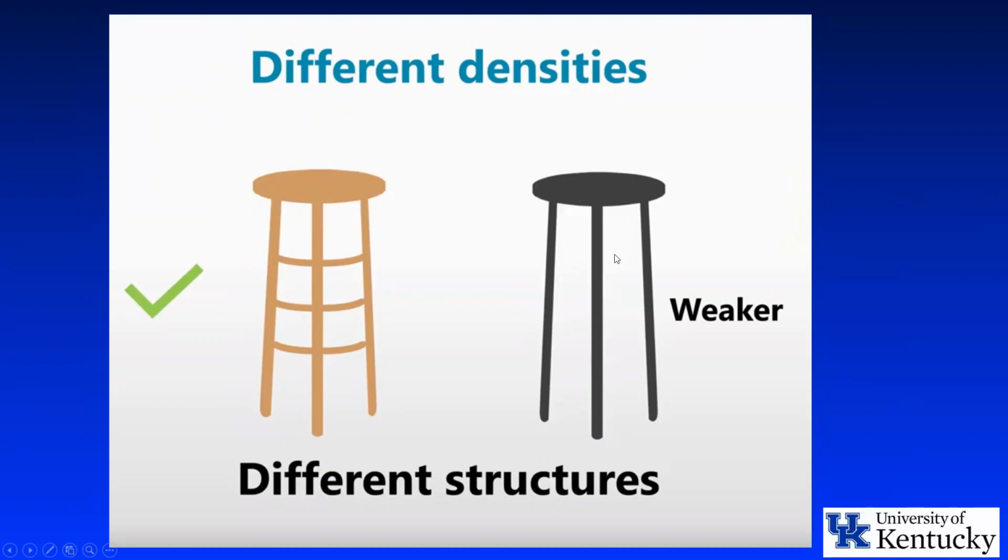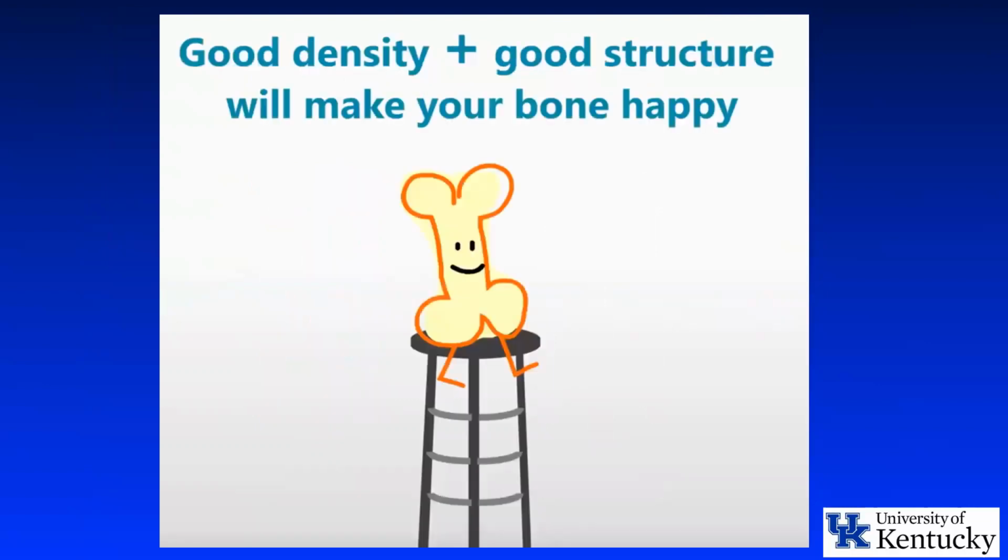So bone assessment doesn't include only bone density or bone quantity, but it has to account for the bone structure, the bone quality. We have to focus on both bone quantity and bone quality. So to have a strong bone, you need good bone density, so your BMD needs to be at least within the normal range.